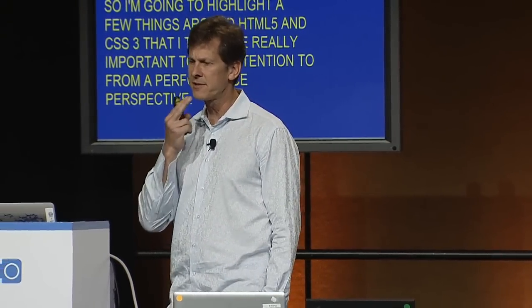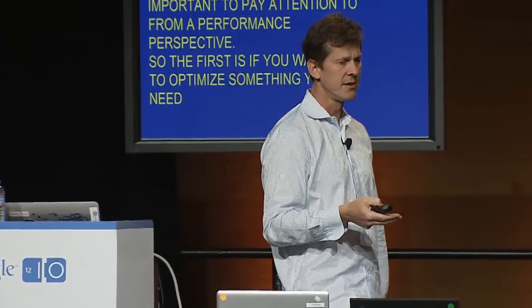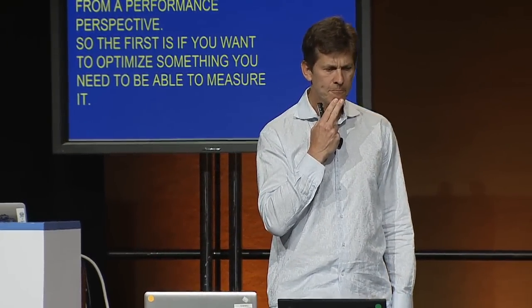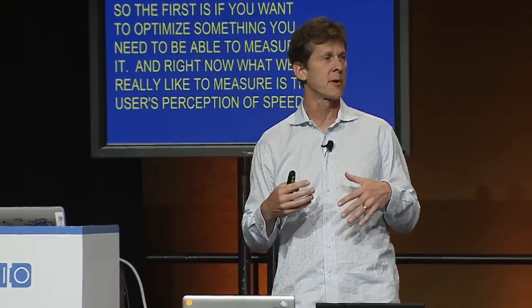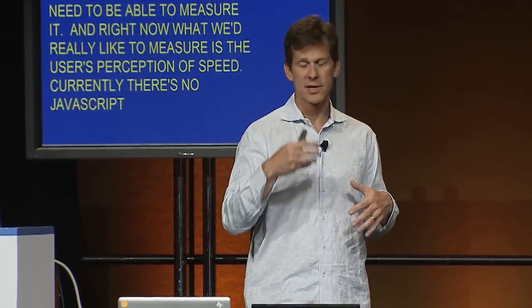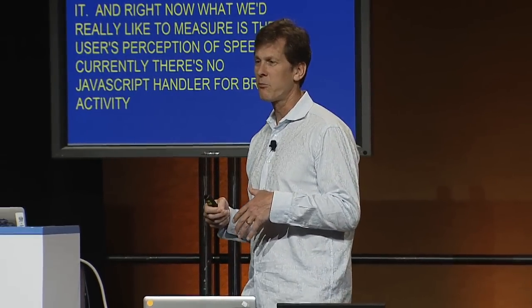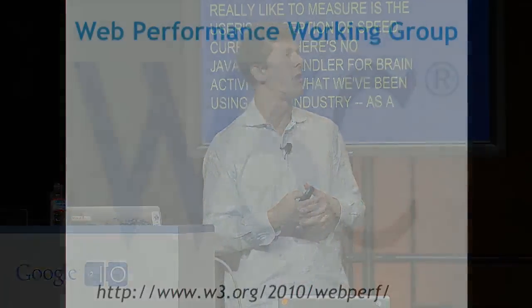So the first is, if you want to optimize something, you need to be able to measure it. And right now, what we'd really like to measure is the user's perception of speed. And currently, there's no JavaScript handler for brain activity. So what we've been using as an industry as a proxy for that is the window onload event.